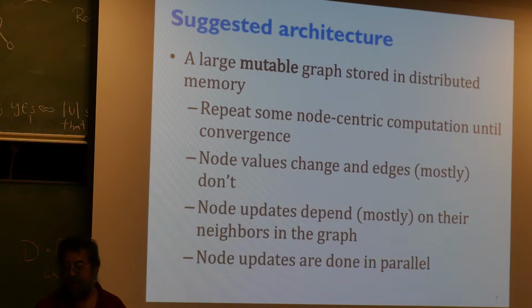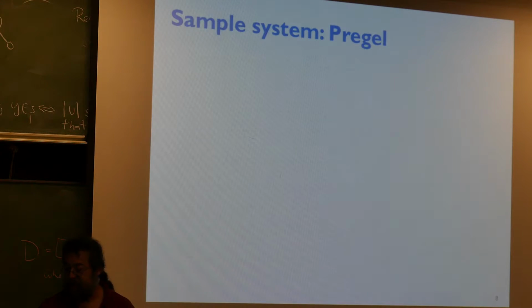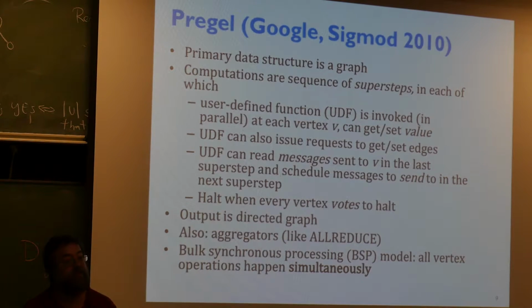Usually the node updates depend only on their neighbors in the graph. And usually all the node updates are done in parallel, or at least conceptually done in parallel. So that's the basic idea, and we're going to talk about a bunch of different systems that work this way. So this is kind of a whirlwind tour of a bunch of systems. I'm going to start with one which is probably the best known, and certainly as far as I know, the earliest. So this has been around for about 5 or 6 years.